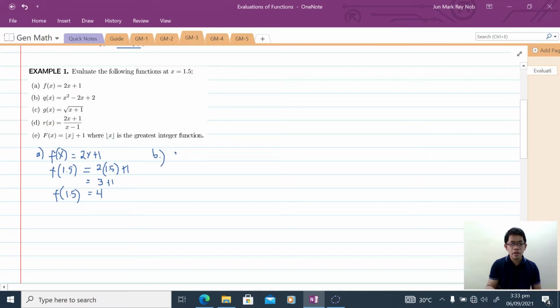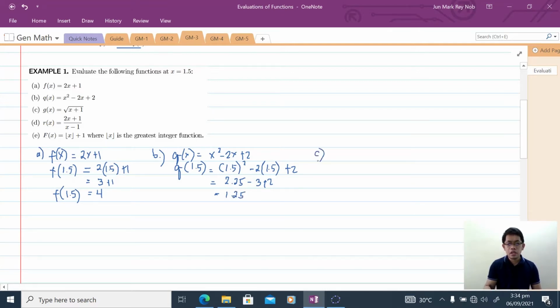Letter B, you have given function q of x equal to x squared minus 2x plus 2. We will be solving q of 1.5. That means replace all x with 1.5. So 1.5 squared minus 2 times 1.5 plus 2. 1.5 squared is 2.25. 2 times 1.5 is 3, so 2.25 minus 3 is negative 0.75, plus 2. So this is 1.25. Alright.